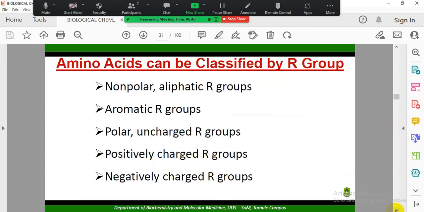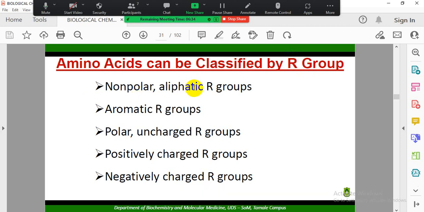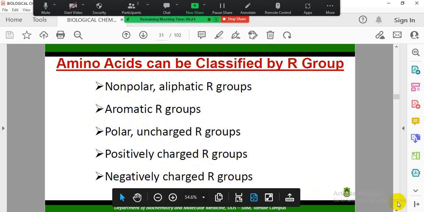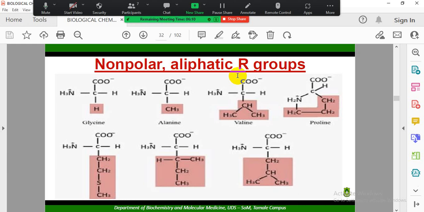Okay, so amino acids can be grouped or classified into different groups based on their R group or side chain: nonpolar aliphatic R groups, aromatic R groups, polar uncharged R groups, positively charged R groups, negatively charged R groups. So let's go. We have the nonpolar aliphatic R groups. Whenever you see aliphatic, it means what? A long chain hydrocarbon.